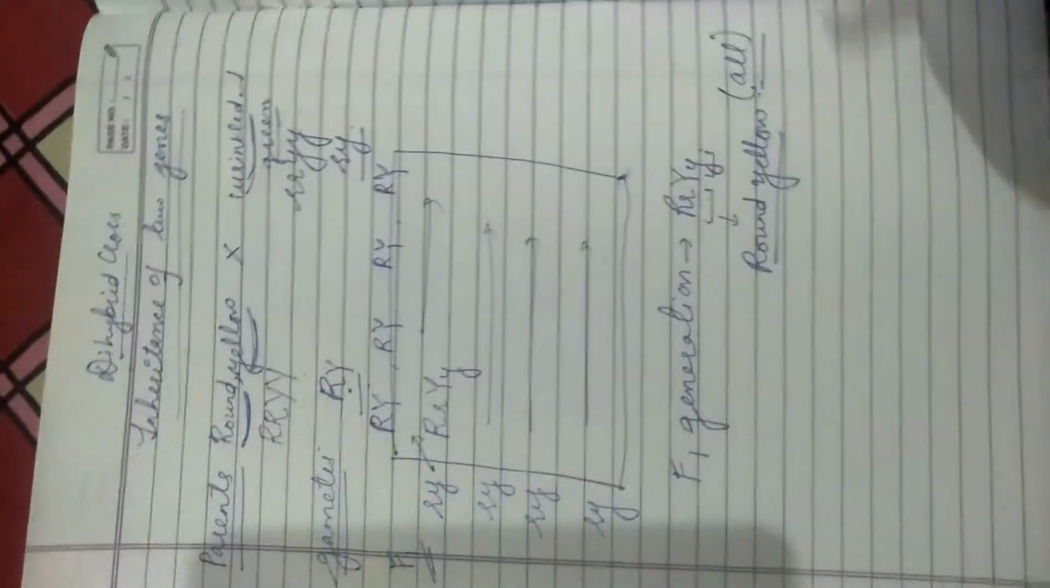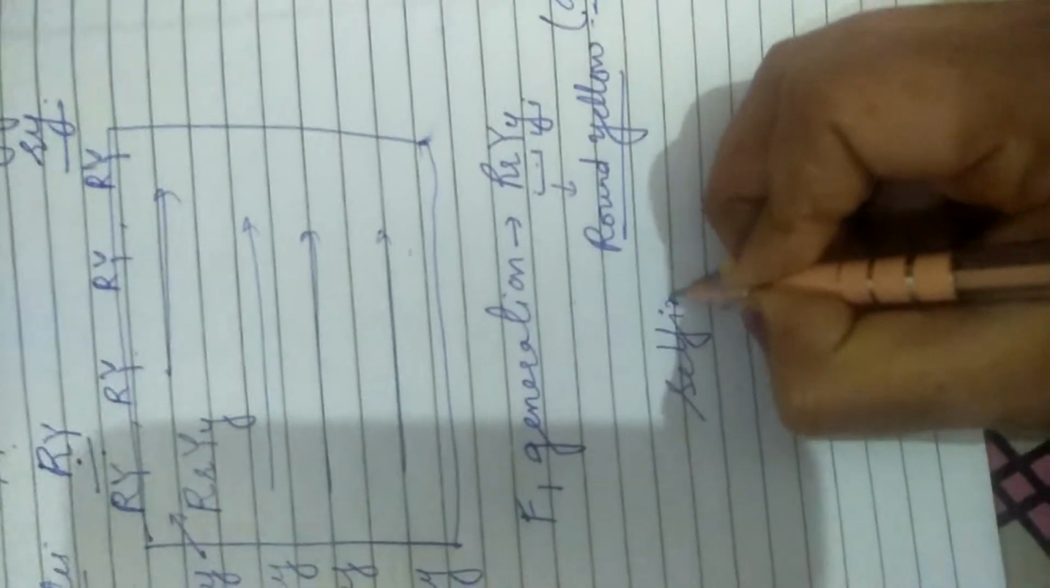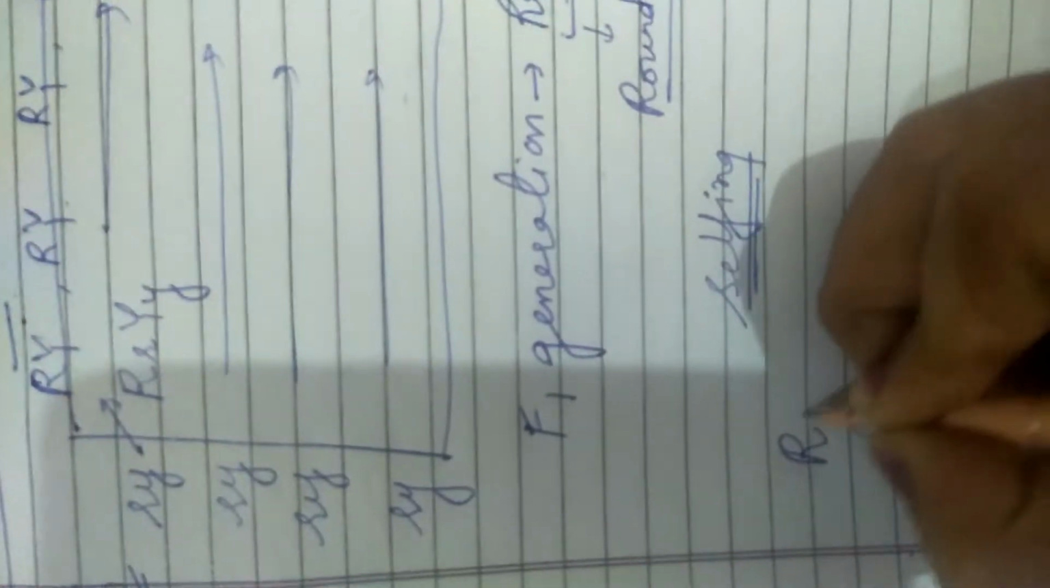Is it clear? After that, we are going to use similar parents and do selfing. This is a very important concept. Selfing we are going to do, and the parents will now be capital R, small r, capital Y, small y crossed with capital R, small r, capital Y, small y. Again, these are now the parents.